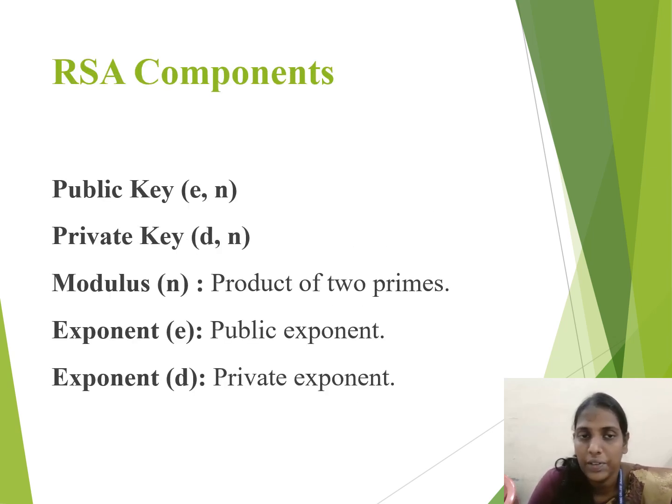Next we will see the components. What are all the components we are going to use here? The first one is the public key, private key, then modulus, then exponents, both the private exponent and the public exponent. These are the five RSA components we are going to see in detail in the upcoming slides.